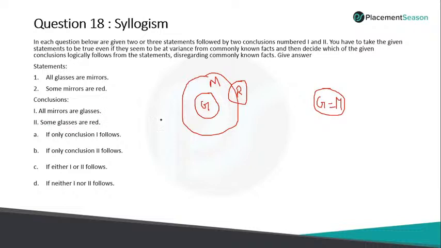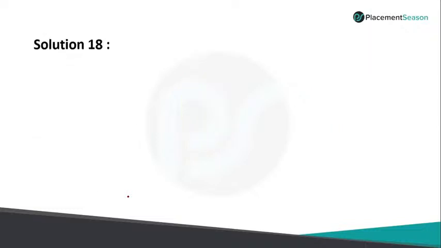Some glasses are red. There may be a connection between glasses and red, and we can draw another diagram connecting this red with glasses. In that, yes, it will be true. Some glasses are red. But for my diagram, it is false. So it will not follow. So neither one nor two follows.